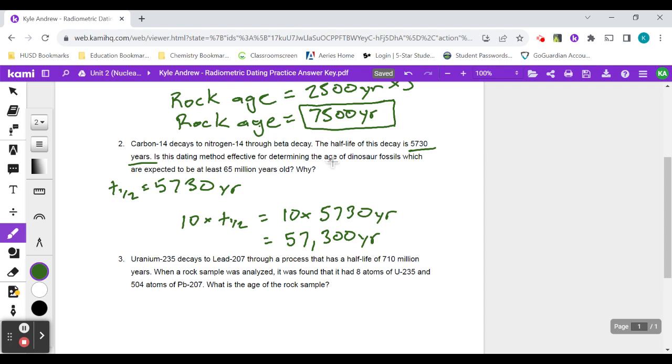Now, the age of these fossils is expected to be 65 million years old. So, is this an effective method? No. And the reason is all the carbon-14 will decay before the age of the sample.